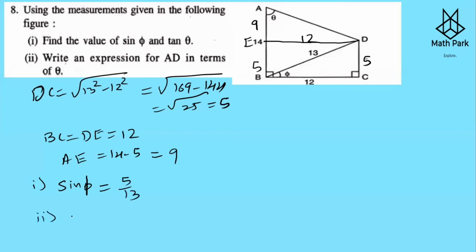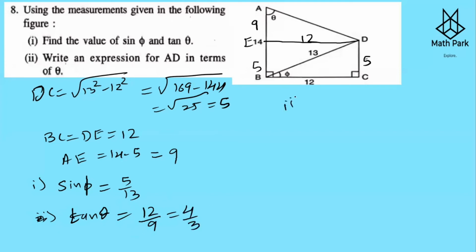Then the second part you are asked to find is tan theta. So tan theta is opposite by adjacent, which is 12 upon 9. 12 upon 9 is 3 fours and 3 threes. So we got tan theta as 4 by 3.